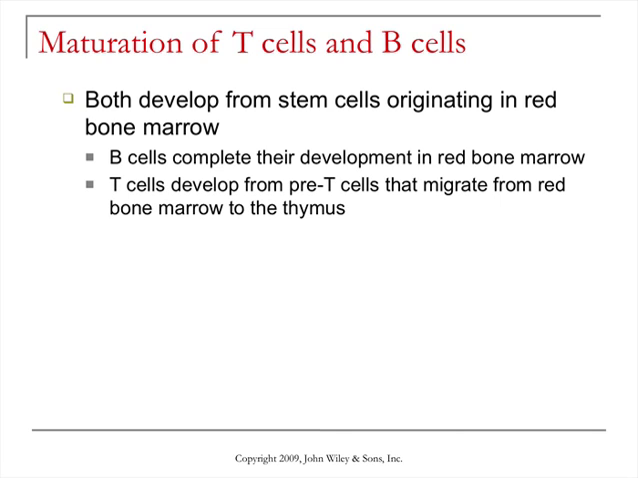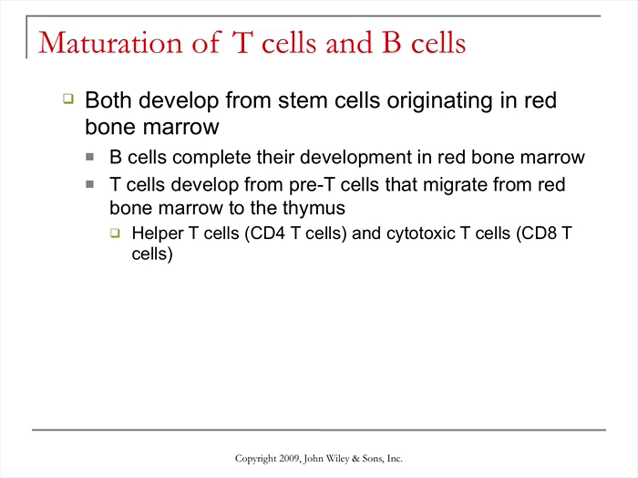On the other hand, T cells develop from pre-T cells that migrate from red bone marrow to the thymus. Pre-T cells come from the red bone marrow, but then they travel to the thymus. While they are in the thymus, they become immunocompetent, and then they are mature T cells.